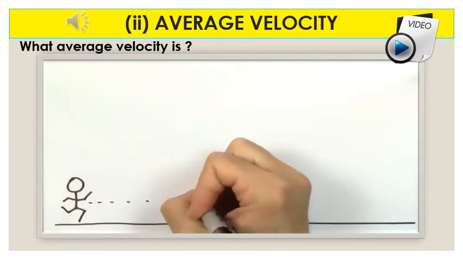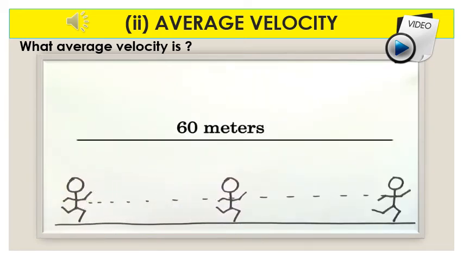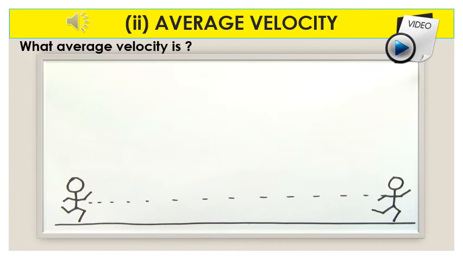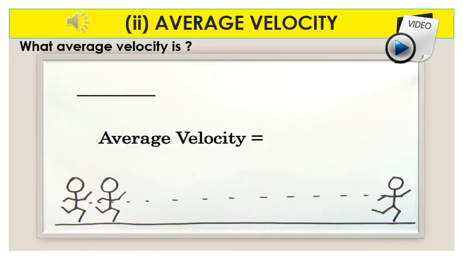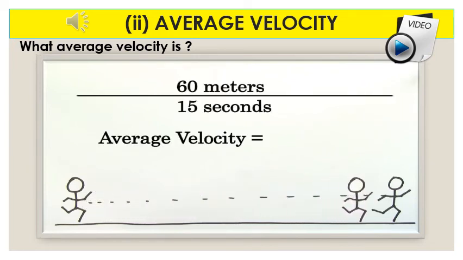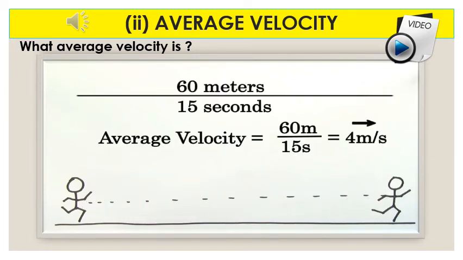Let's say you jogged 60 meters in a time of 15 seconds. During this time, you were speeding up and slowing down and changing your speed at every moment. Regardless of the speeding up or slowing down that took place during this path, your average velocity is still just going to be 4 meters per second to the right, or if you like, positive 4 meters per second.